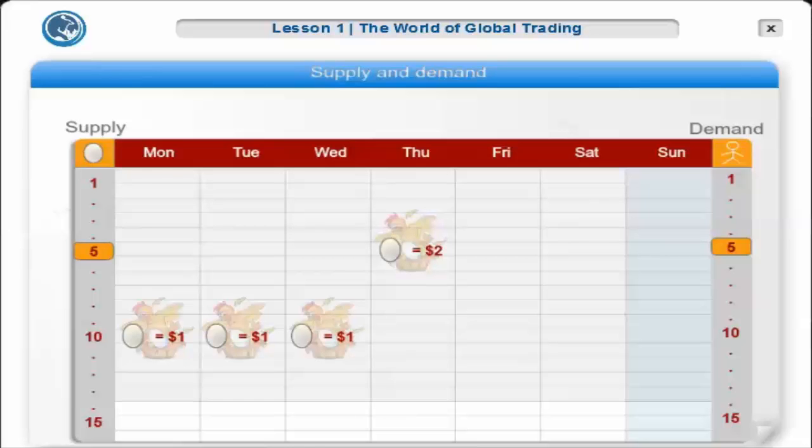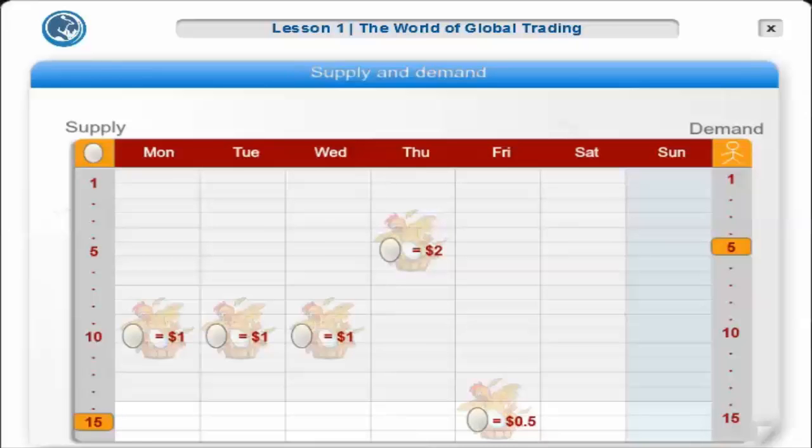Let's say that one day the chickens decided to lay 15 eggs. Now the supply has increased, but the demand remains the same. In order to be able to sell all the eggs, the seller must lower the price of the eggs. In other words, the supply increased, causing a decrease in the value of the eggs.